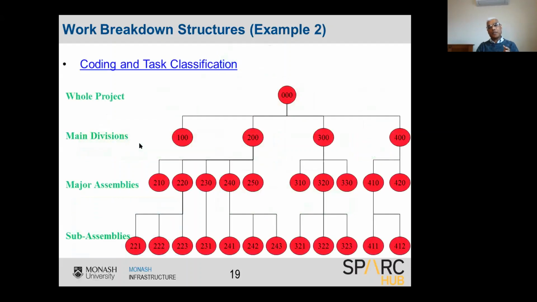And the work breakdown structure, once you define it properly, can be used to codify and classify the tasks. For example, for the whole project you give zeros, and then the main divisions, the work groups, 100, 200, 300, and then the structure below, major assemblies out of 200, then 200 to 250, 300 goes to 300, like that. And then this 240, again, you divide. So that's the work breakdown structure, a cascading tree diagram.